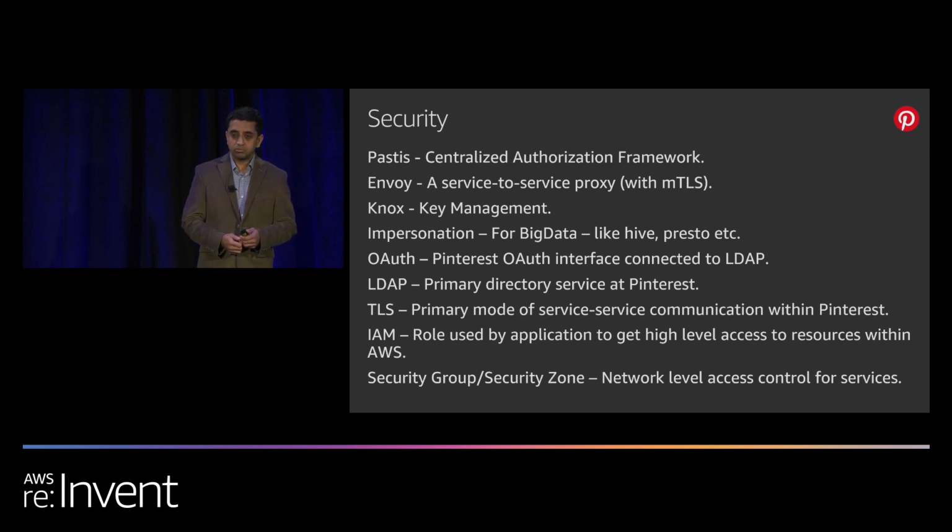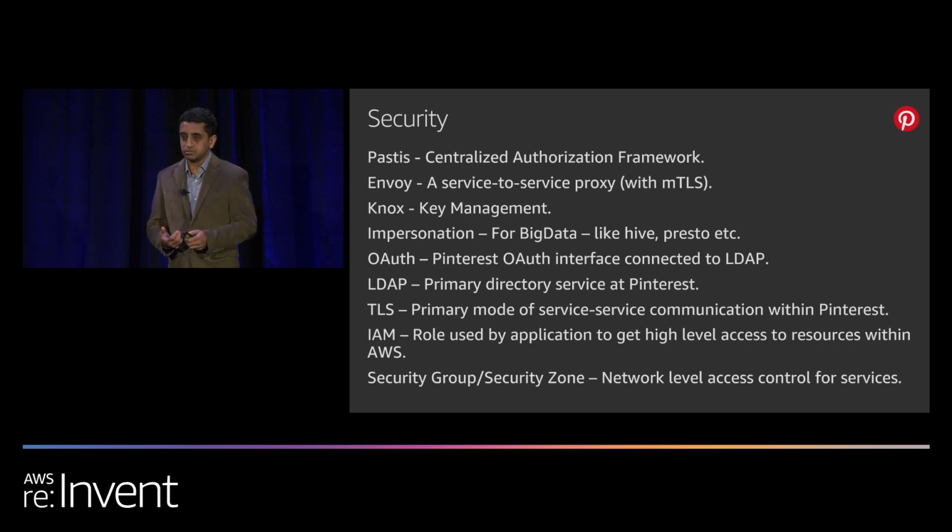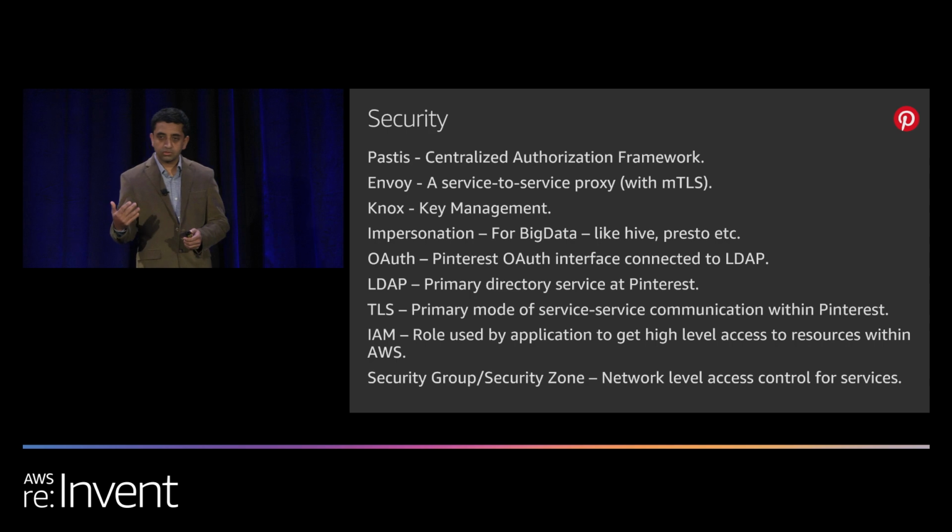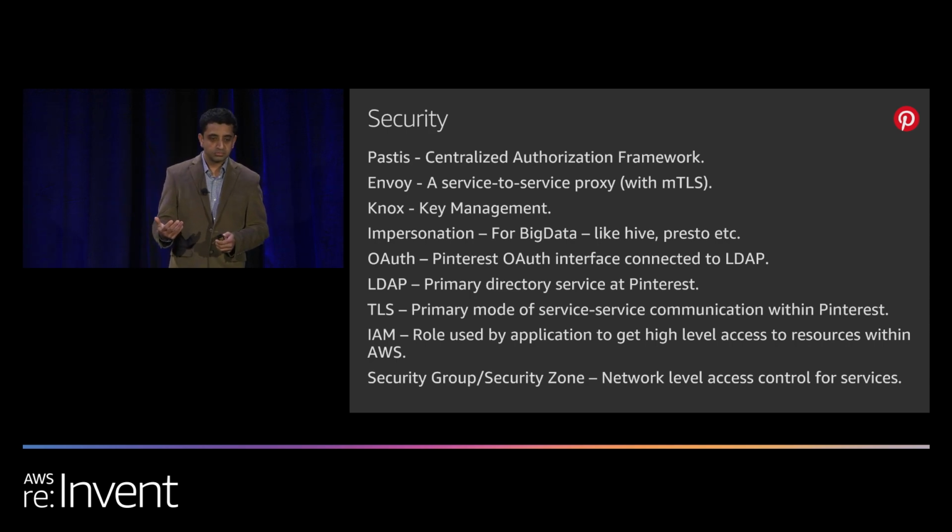Knox key management, it is open source from Pinterest, and that's used for storing secrets and accessing them. Impersonation, we access our Hive or Presto with an application user ID, and then it uses impersonation to identify the actual user. And that ensures that only certain people have access to certain set of tables. OAuth with LDAP, they work hand in hand, and that is used a lot for ensuring that only the right set of people have access to the Jupyter instance and reports instance.